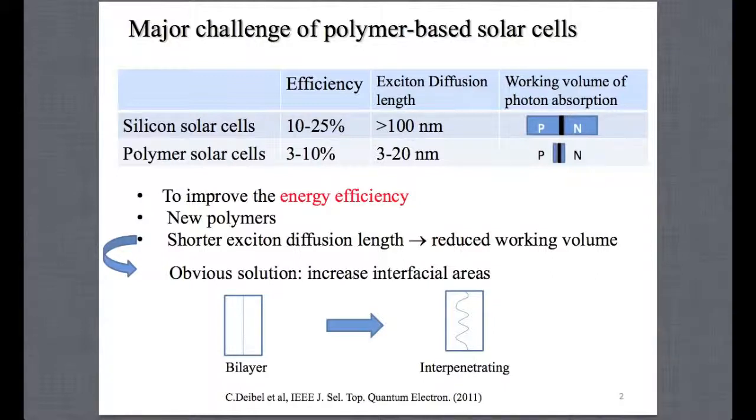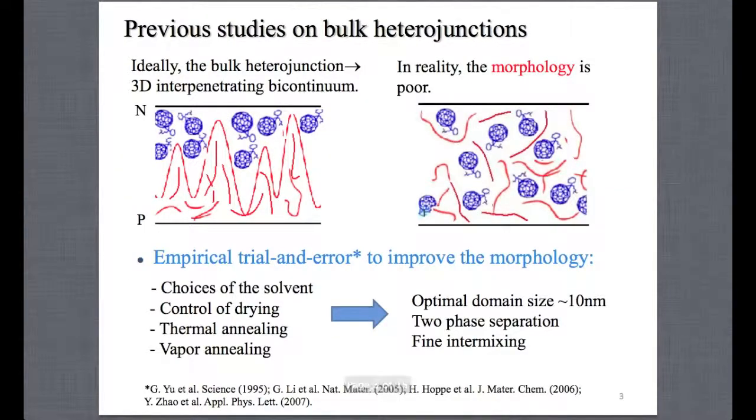All this led to the introduction of bulk heterojunction to increase the interfacial areas so that the excitons created will never be too far away from the interface. So ideally, the bulk heterojunction is a three-dimensional interpenetrating bicontinuous network. However, the morphology is always, or sometimes, far from satisfactory.